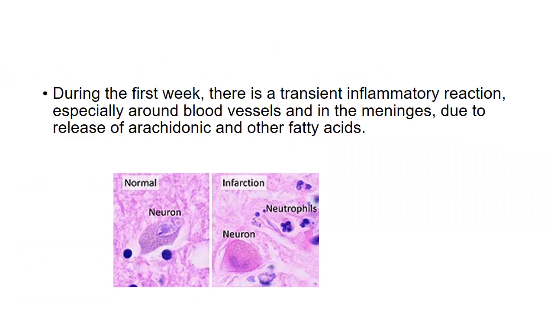During the first week, there is a transient inflammatory response that you note. You have a lot of neutrophilic infiltration around the blood vessels and also around the neurons, which happens due to the typical release of arachidonic acid and other fatty acids.